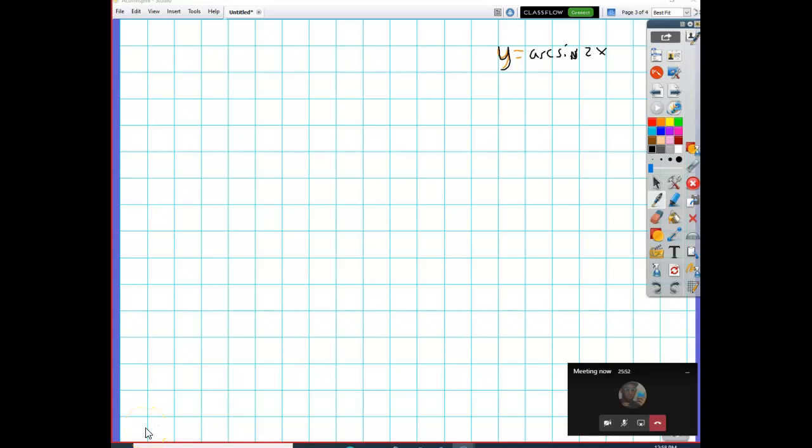y equals arc sine 2x. I don't know either. So what am I going to do? I'm going to change it into something I can do. How do I get rid of an arc sine? What's the opposite of arc sining something? To sine something. So I'm going to sine both sides. If I sine an arc sine, it goes away.